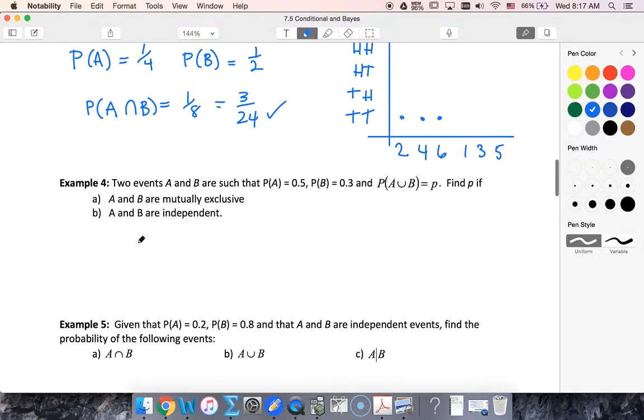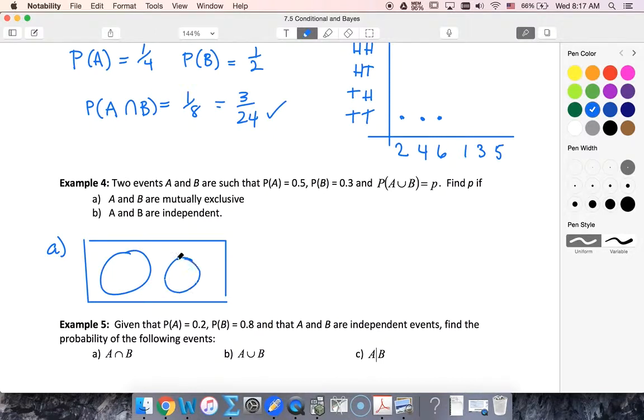So if they're mutually exclusive, then I know that my circles do not intersect. So I'm going to have A and B, and I will have 0.5 and 0.3. So the probability of A union B is going to be 0.8.